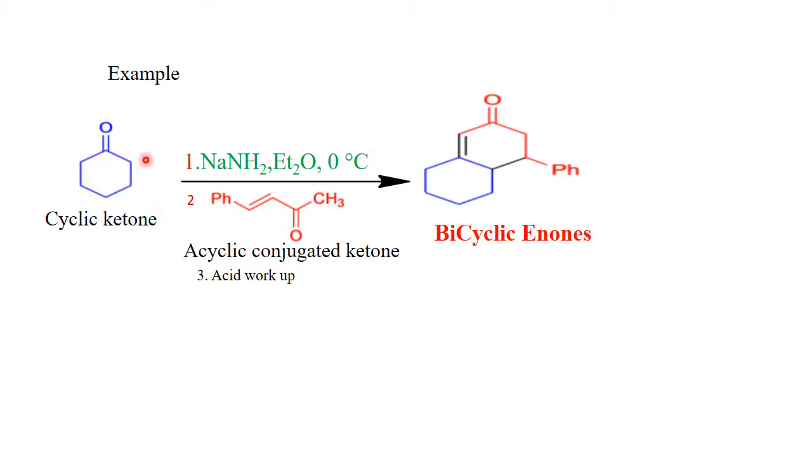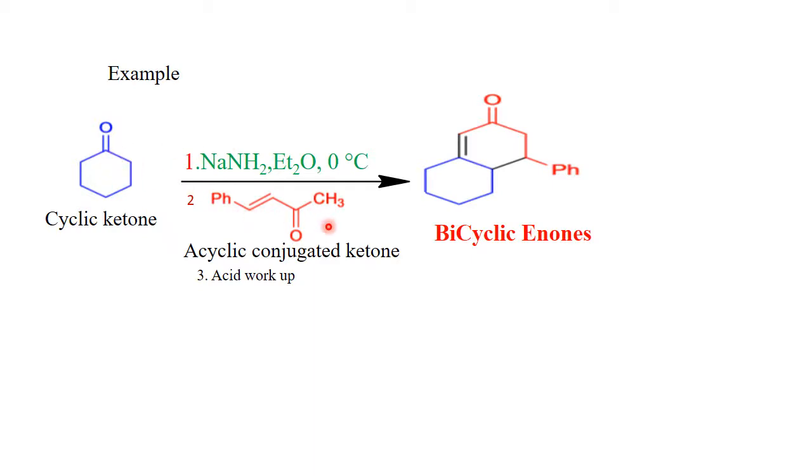Example. I will suggest you to write the mechanism of this reaction on your own, and that practice gives you a perfection to understanding of Robinson annulation reaction. This is the example. Cyclohexanone. One of the reactant of Robinson annulation reaction is a cyclic ketone, that is cyclohexanone, and the other is alpha beta unsaturated carbonyl compound. We can say that is acyclic conjugated ketone.